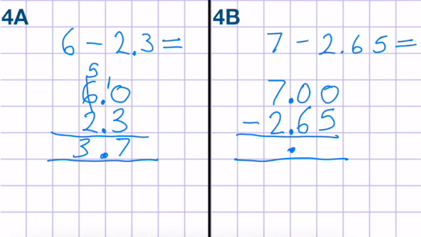I can't do 0 take away 5, and I go next door. I can't take from there, so I go here. Change that to 6, make this into 10. Make that into 9, make that into 10. 10 take away 5 is 5. 9 take away 6 is 3. And 6 take away 2 is 4.